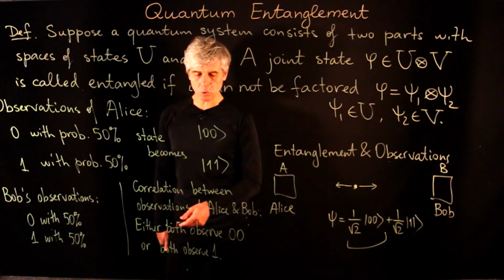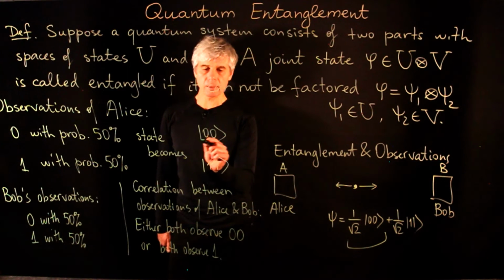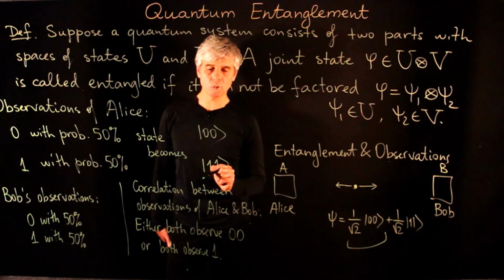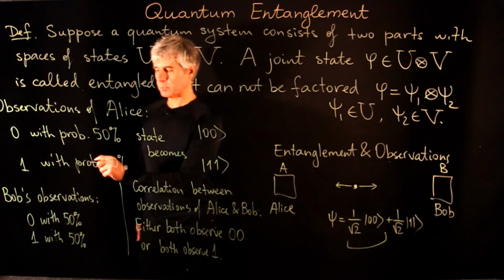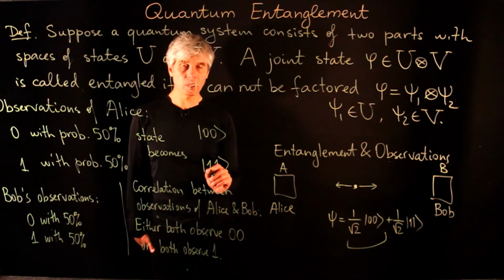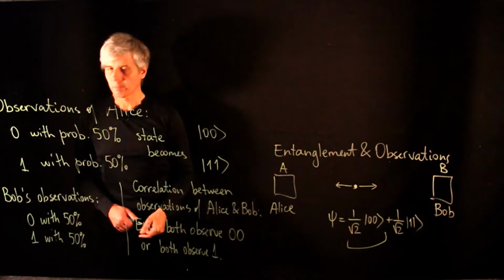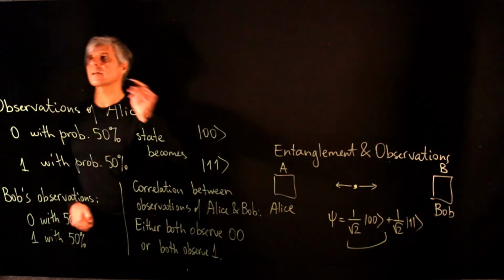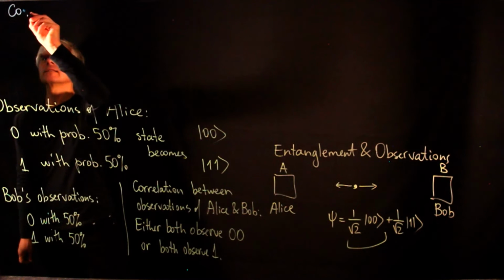So if Alice observes 0, then the quantum state will collapse to 0, 0, and then Bob has to observe 0 as well. If Alice observes 1, then the state will collapse to 1, 1, and Bob will observe 1 as well. In order to understand what's going on here, let us recall what is conditional probability.